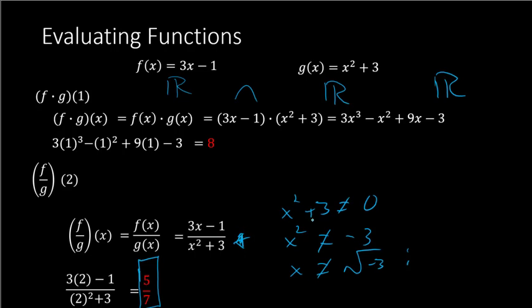There's times, though, if it was x squared minus 3 not equal to 0, this would be a positive 3 on the other side, so x would not be equal to the square root of positive 3, and that would be a limitation. So take that into account when you're finding the domain of the quotient of two functions.